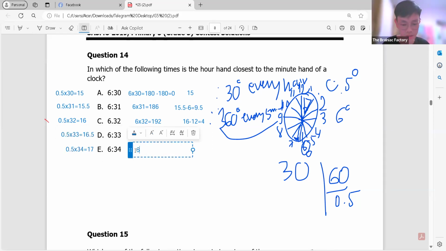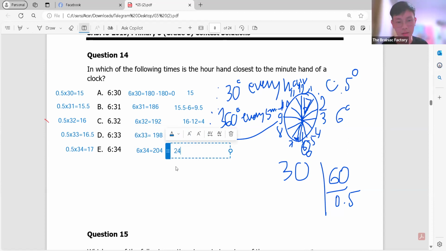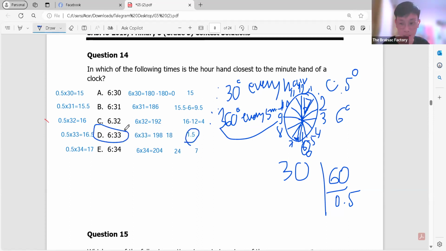And 6 times 34, it's giving us 204. So after minus it by 180 it's giving us 24, and the distance is 7 degrees. So here it is really exactly, this is our answer, which is the closest one. So the answer is really D.